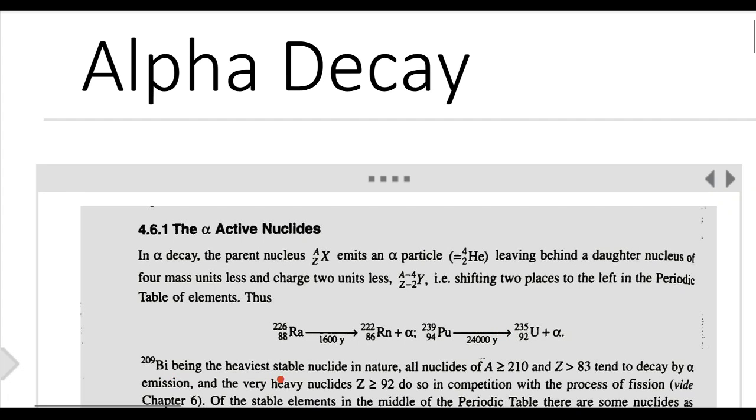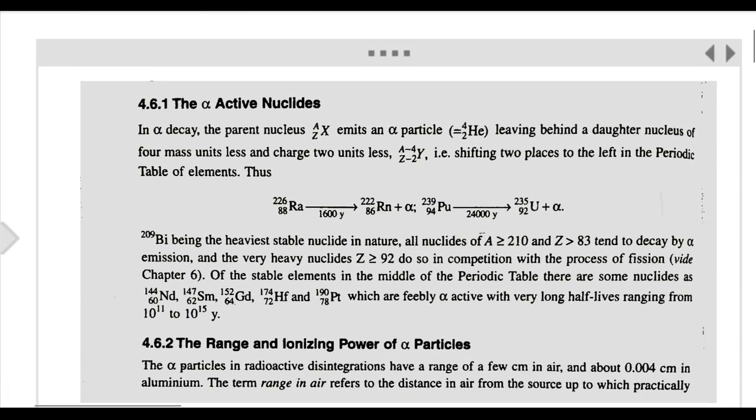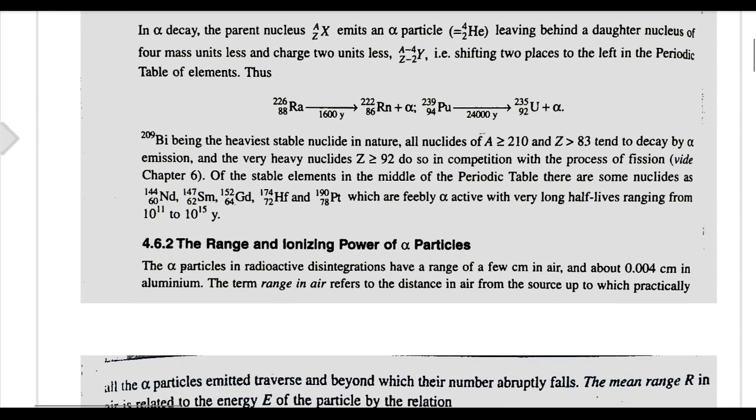Bismuth being the heaviest stable nuclide in nature, all nuclides of A greater than or equal to 210 atomic mass number and Z greater than 83 atomic number tend to decay by alpha emission, and the very heavy nuclides with Z greater than or equal to 92 do so in competition with the process of fission.